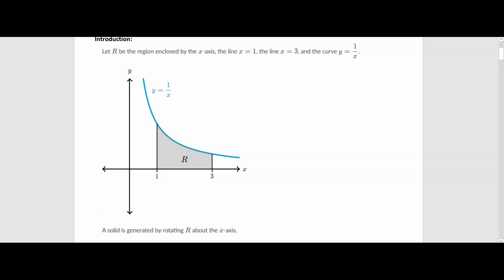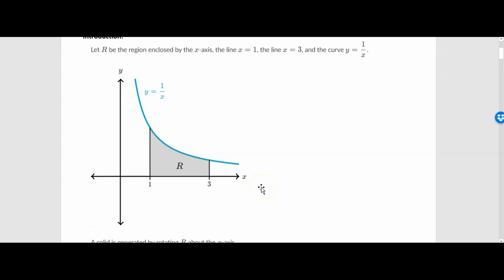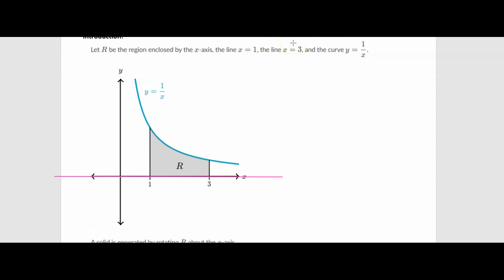Okay, let's start by trying to visualize what's going on here. They're rotating this region R around the x-axis. So let me first just highlight our x-axis so we get that to pop out a little bit more. Now, when we're revolving this region, it means we're going to take a point on the curve, and we're going to rotate this point 360 degrees around the x-axis, just like that.